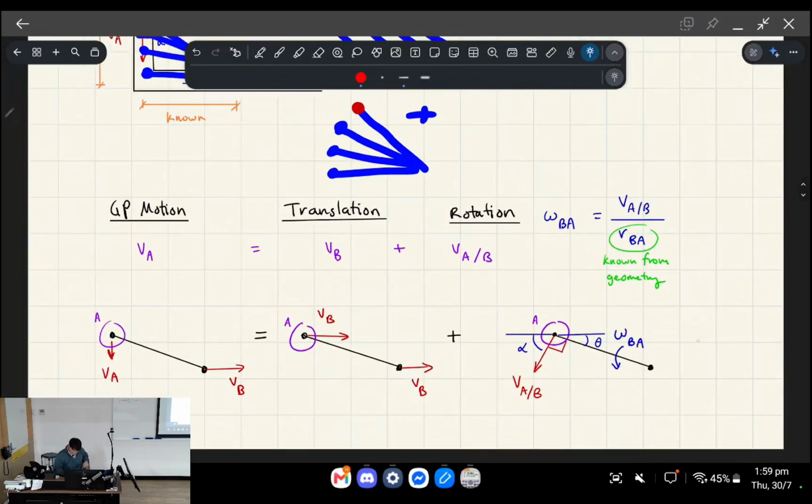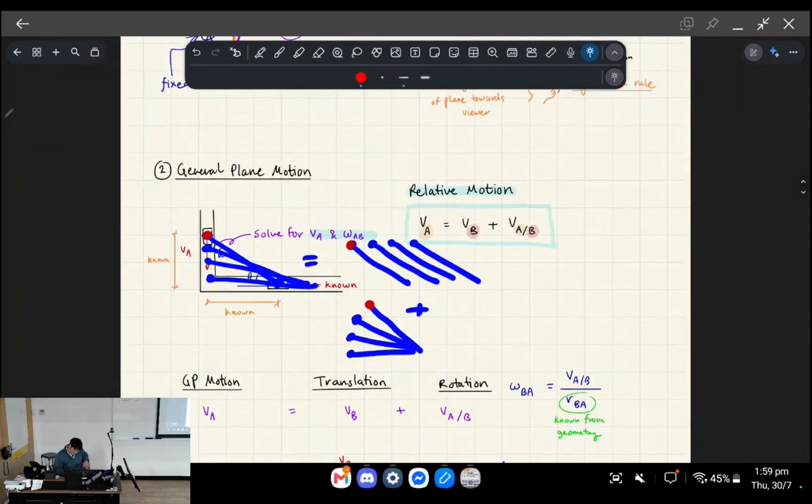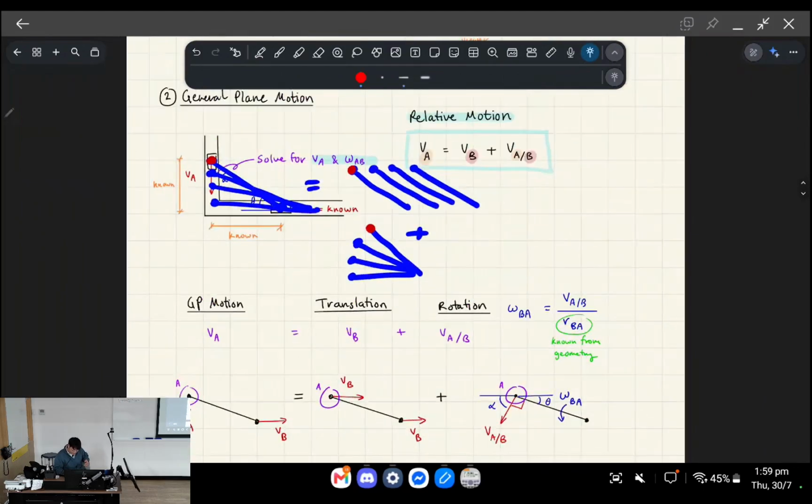So what we're doing in the rotation component is we're pretending that point B is fixed, okay? And then your object A is just rotating counterclockwise, okay? Spinning counterclockwise relative to that.